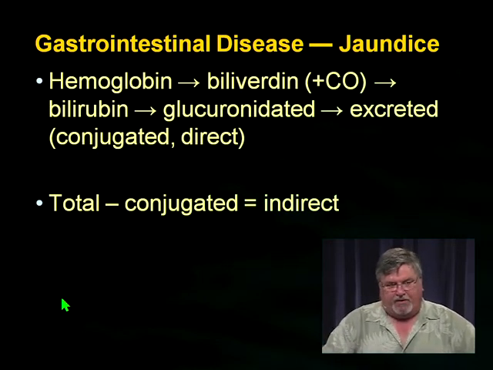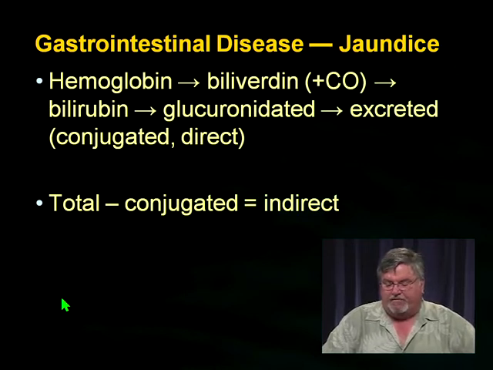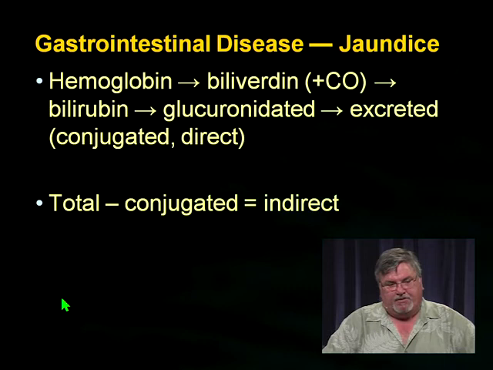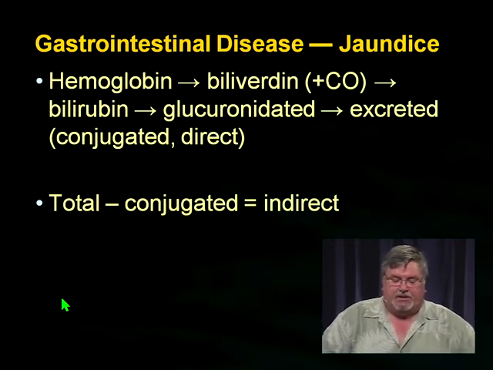This is the pathway for the generation of bilirubin. Thanks. Jeez, I hate when that happens. So you start with hemoglobin. Hemoglobin's then broken down into a compound called biliverdin, V-E-R, plus carbon monoxide. And in fact, people have used the exhaled amount of carbon monoxide as an adjunct to deciding which kids are hemolyzing quickly versus hemolyzing slowly.